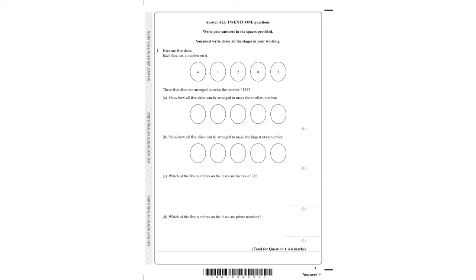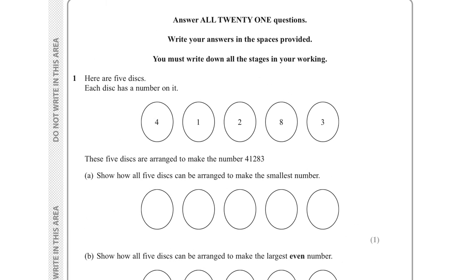Right, are we ready? Question 1. Let's read the question and see what is happening. Here are 5 discs. Each disc has a number on it. These 5 discs are arranged to make the number 41,283. So, show how all 5 discs can be arranged to make the smallest number.